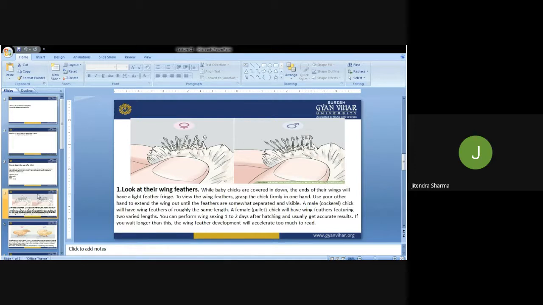If you wait longer than this, the wing feathers develop and accelerate too much to read. So if you wait further, this similarity in the wing growth may disappear because of the growth of the wings. So it is very important that just after hatching, 1 or 2 days, you go for the wing feather growth, and on the basis of that, if similarity is there, it's a male, and if there is no similarity, then we can put it into the female category. So this is the first method of detecting the sex.